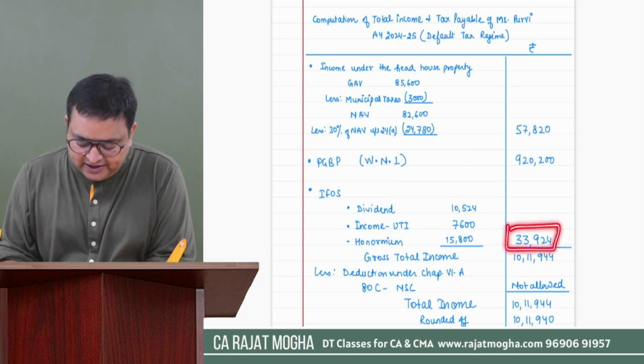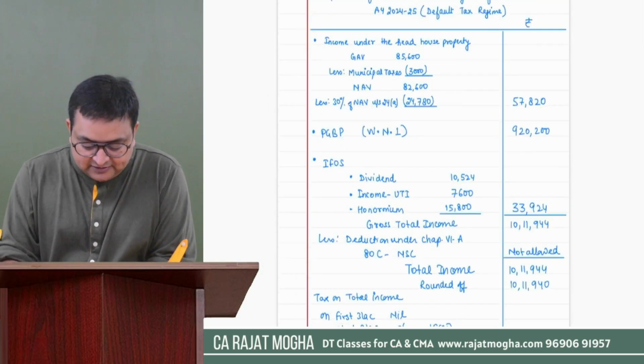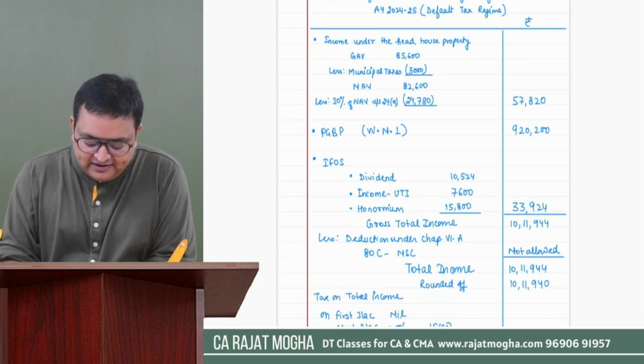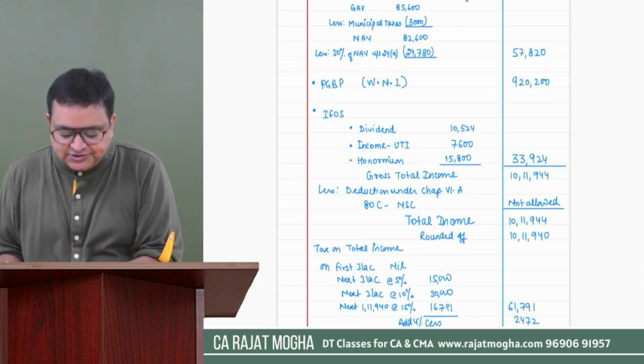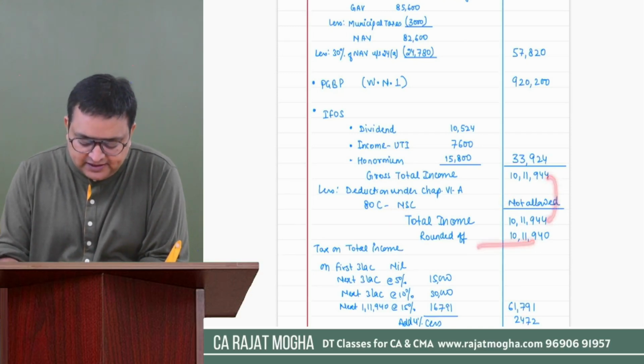So 33,924 is our income from other sources, and because we are computing using the default tax regime, there would be no 80C available. 80D was not available because it was paid in cash. 80C would not be available under the default tax regime. So this is our total income. You can round it off and then compute.